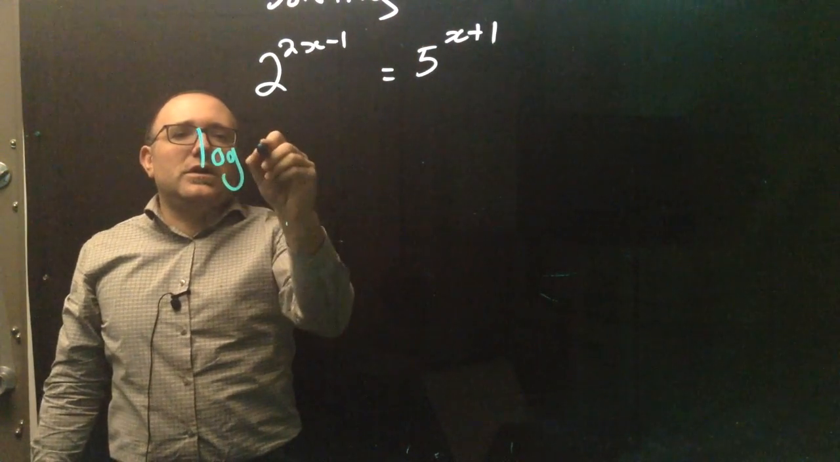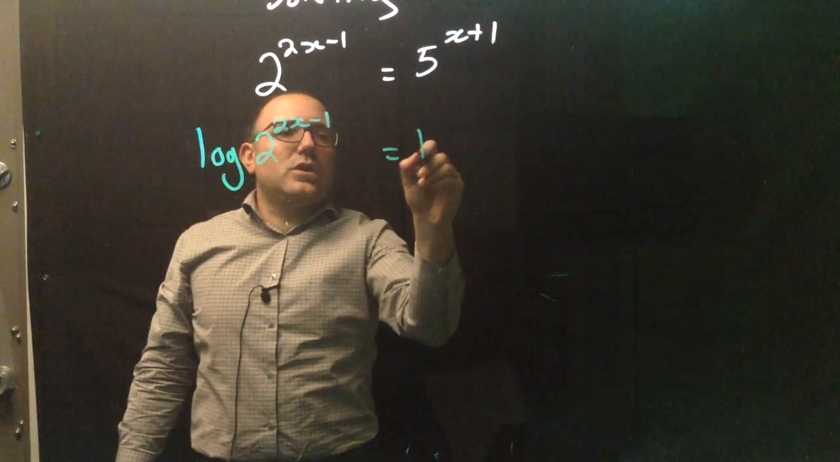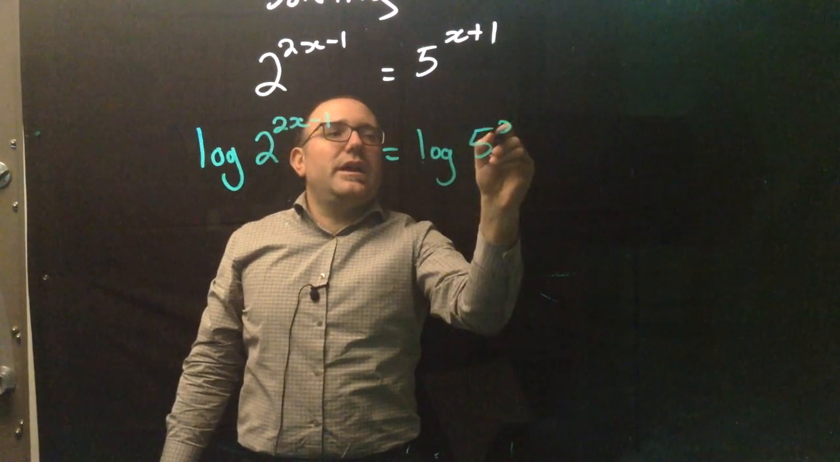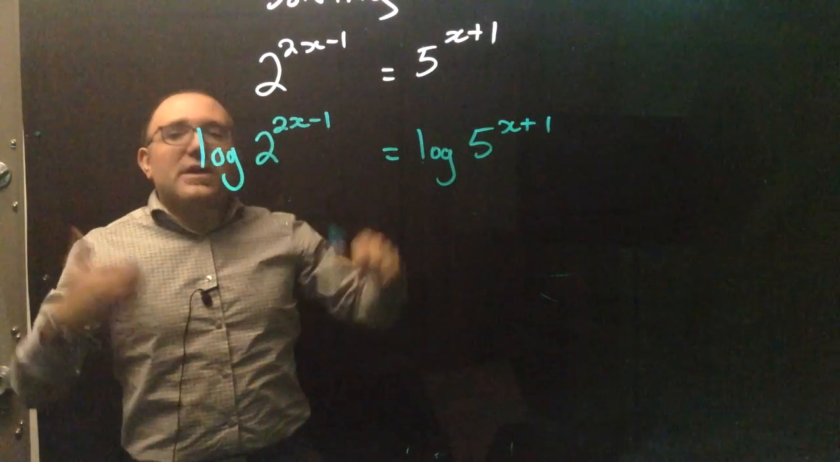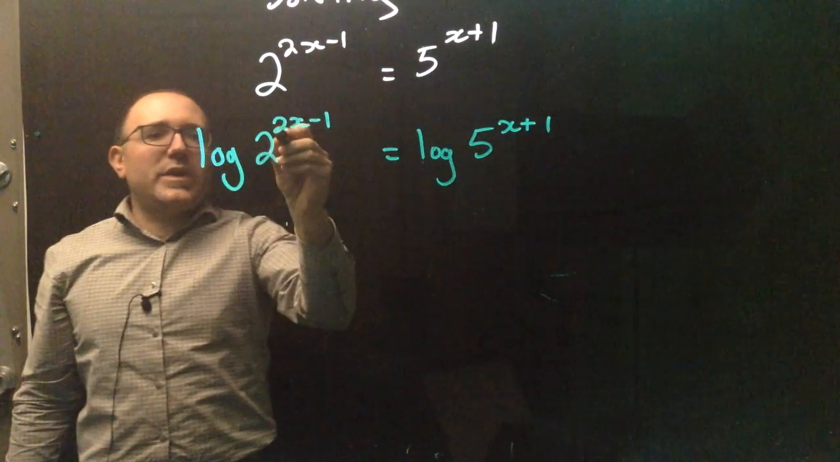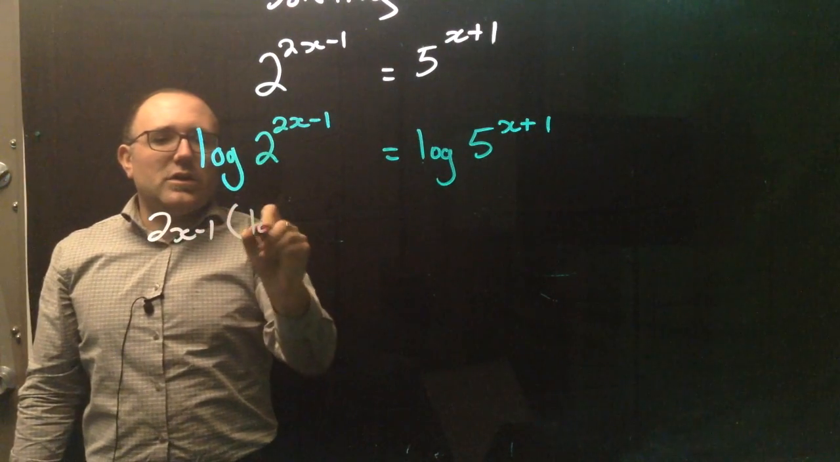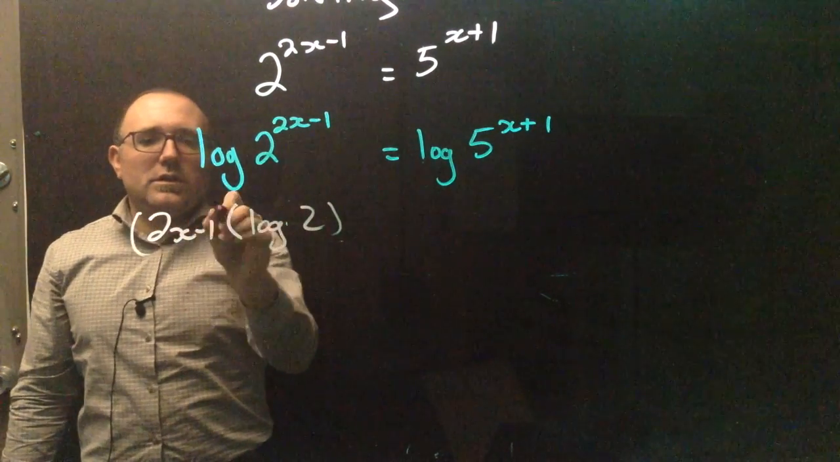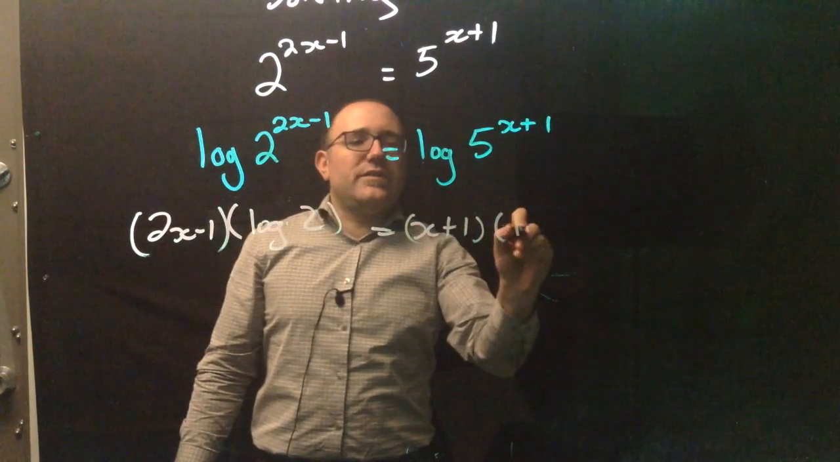So I'm going to log both sides: log of 2 to the 2x minus 1 equals log of 5 to the x plus 1. Now, since we've logged them, we can use the exponent law and bring down the 2x minus 1 times log of 2, and then x plus 1 times log of 5.